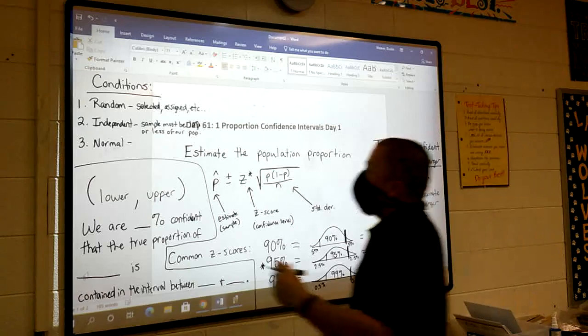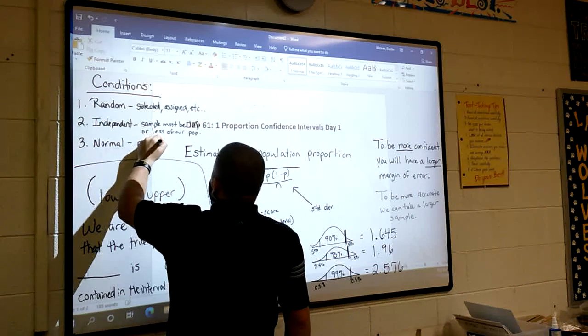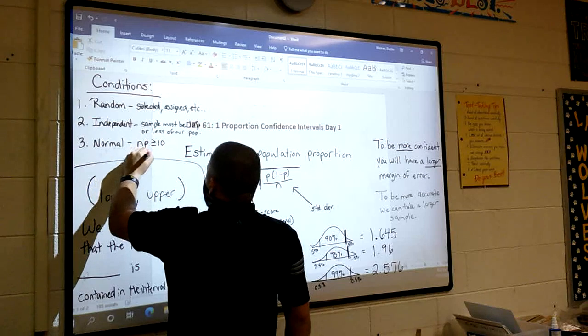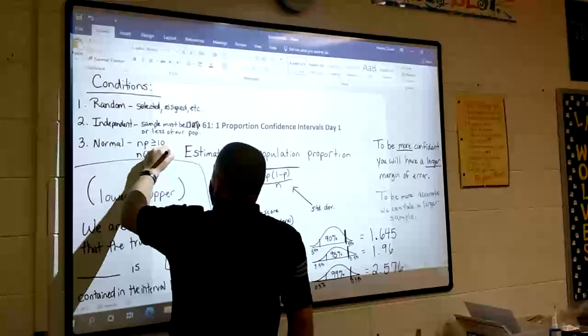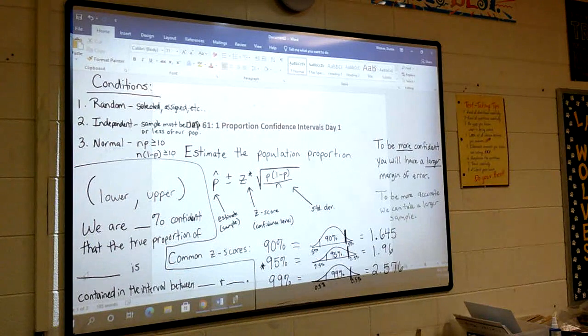Normal, you're going to use this. N times P has to be greater than or equal to 10, and N times 1 minus P has to be greater than or equal to 10. You want to check those things off for it to be normal. Okay? N is your sample size, P is your probability. So think about it. It's basically saying you want a big sample size. For it to be normal, N times P has to be greater than or equal to 10, and N times 1 minus P has to be greater than or equal to 10.